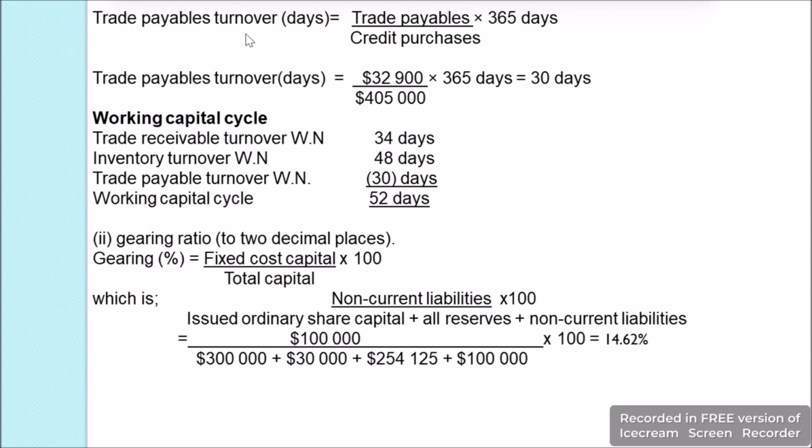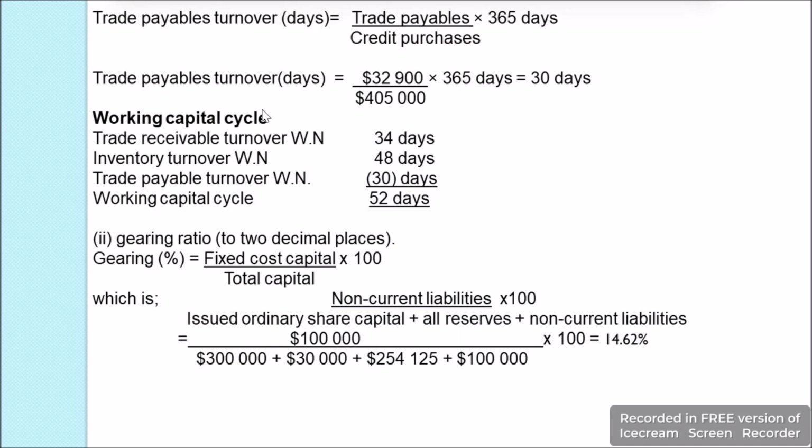Now we have trade payable turnover in days. We have trade payable divided by the credit purchases times 365 days. Trade payables were given as $32,900 and the credit purchases, all the purchases were on credit. So we have $405,000 which was given as the purchases times 365 days. We'll get the value as 30 days.